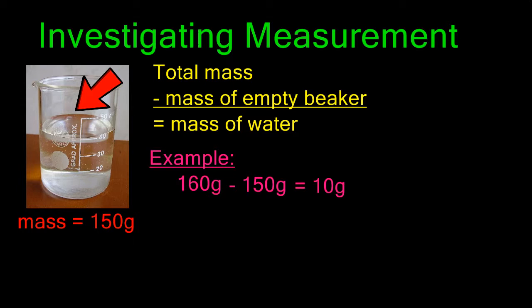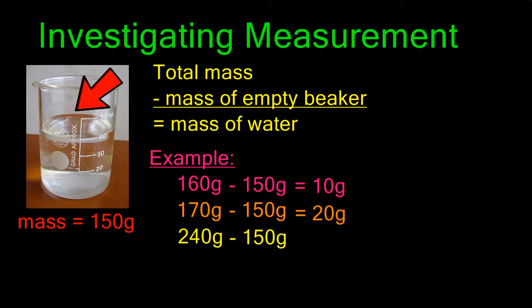If you filled the beaker up with even more water, and it gave you a mass of 170 grams, to find the total mass of the water inside the beaker at this point, you would do the same thing. Again, subtract the mass of the empty beaker, 150 grams, and that would give you the total mass of water, 20 grams. If you filled the beaker up even further and got a mass of 240 grams of the full beaker, to get the mass of the water, you would subtract the mass of the empty beaker, 150 grams, and get a mass of 90 grams.